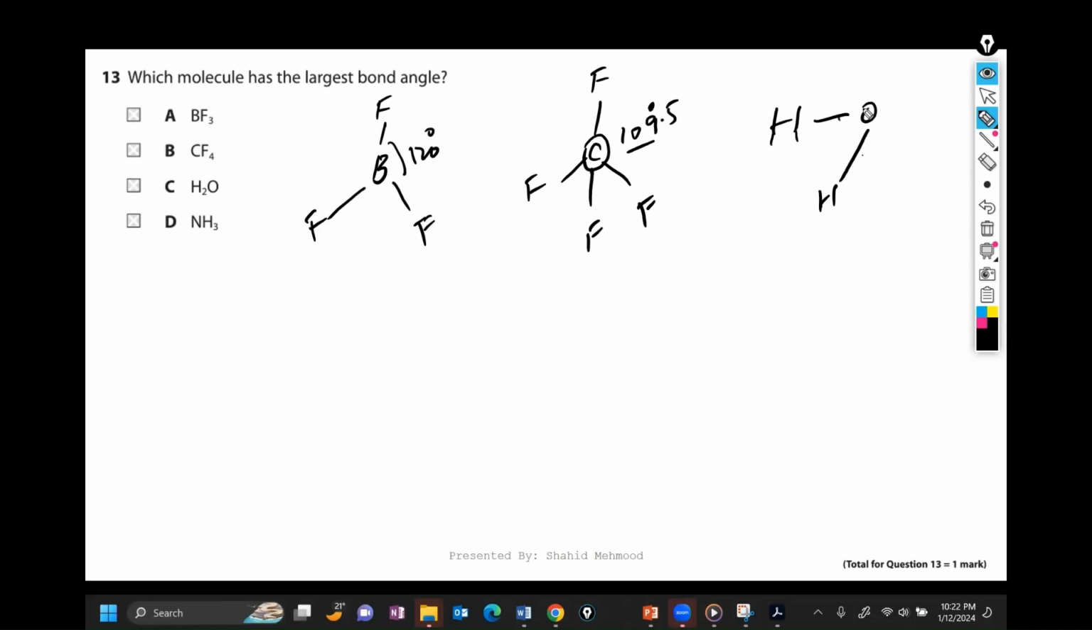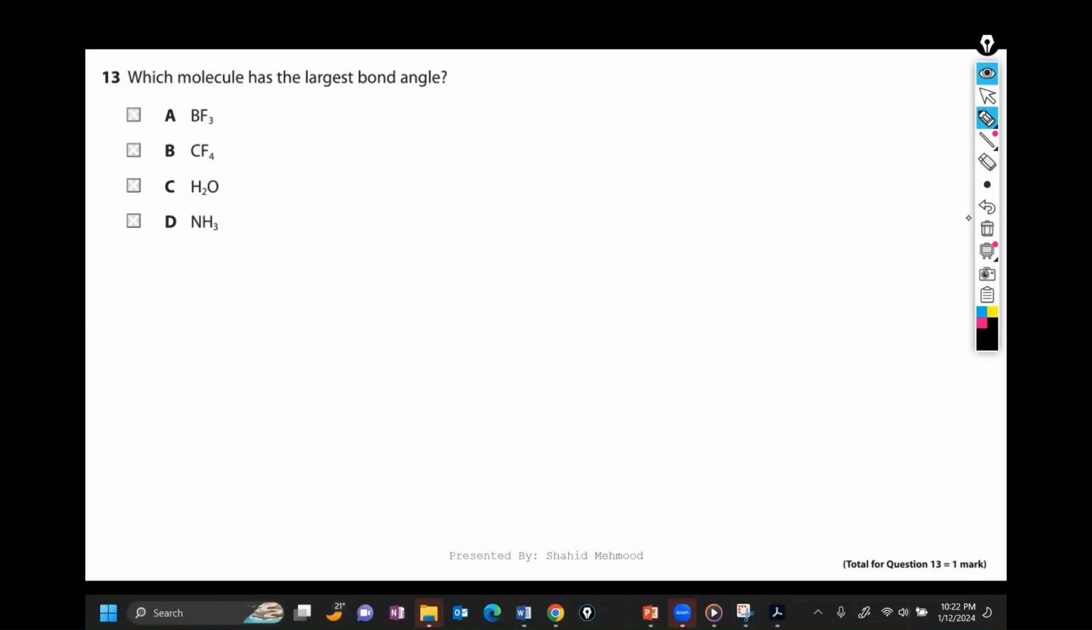H2O has 2 bond pairs. Oxygen has 2 bond pairs and 2 lone pairs because it's a group 6 element. The last compound is ammonia. In ammonia, nitrogen is surrounded by 3 bond pairs and 1 lone pair, and here the angle is 107 degrees, trigonal pyramid. So the largest bond angle is 120, so the largest bond angle is BF3. And the smallest bond angle will definitely be H2O, because they may ask you a question on that side also in another question in the paper.